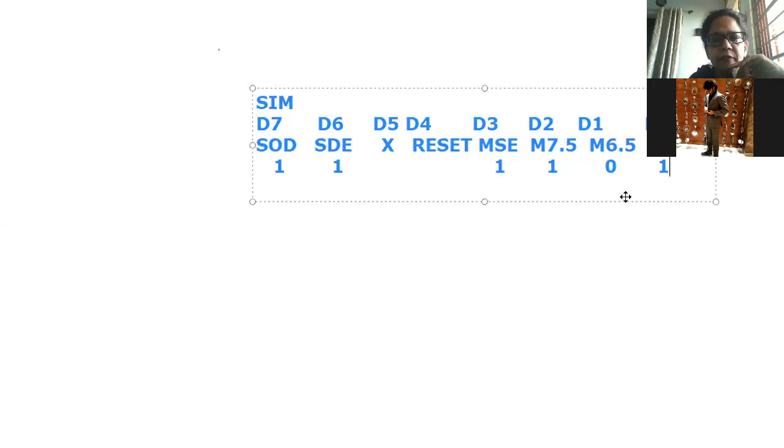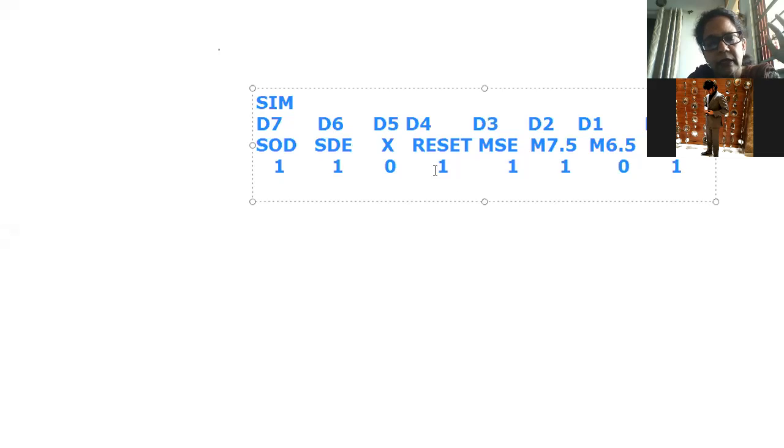The 1 at these bits indicates that 7.5 is masked, 6.5 is not masked, 5.5 is masked, provided MSE, that is mask set enable, that is the D3 bit of the accumulator, is 1. Okay, so this particular structure of your SIM instruction you must understand. This is a don't care condition, so this can be 0 or 1. When you say this one, that means the internal flip-flop is reset.